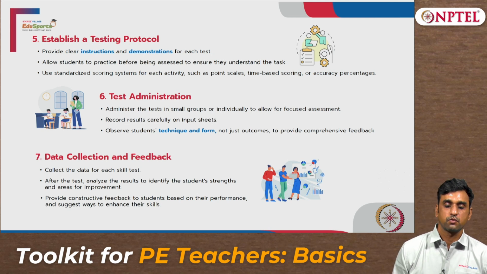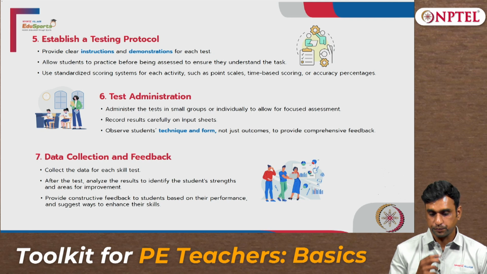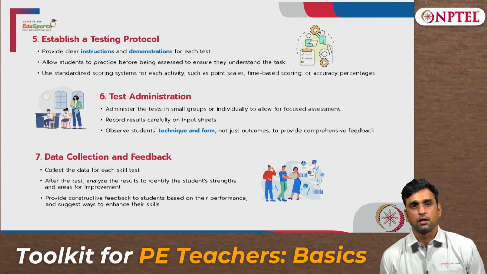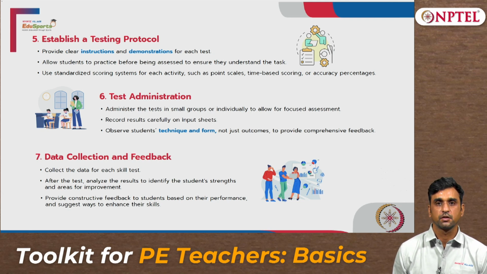And you standardize scoring systems for each activity, such as point scales, time-based scoring, or accuracy percentage. Point scales could be more for a skill, like throwing a ball or catching a ball. So you give points as per the rubrics covered, the technicalities covered by the student. Time based could be for tests which require time-bound performance. An accuracy percentage can be for your passing, for your shooting.